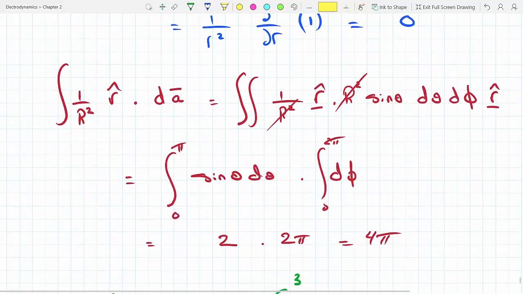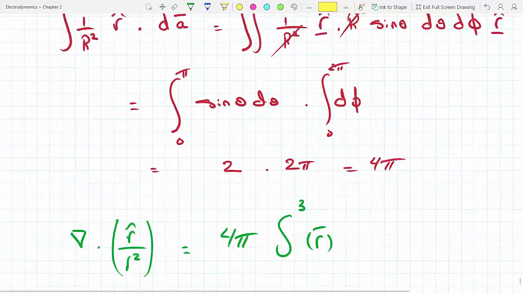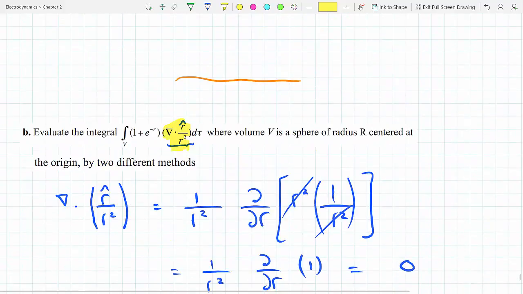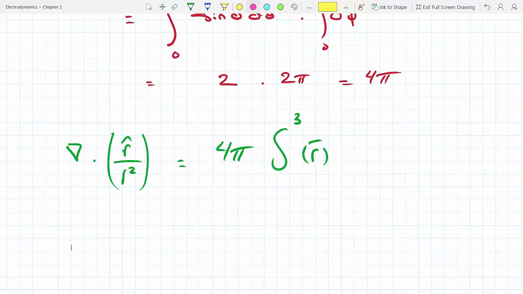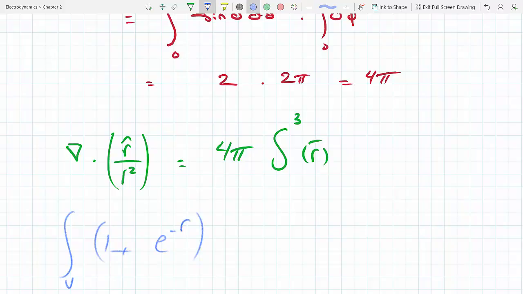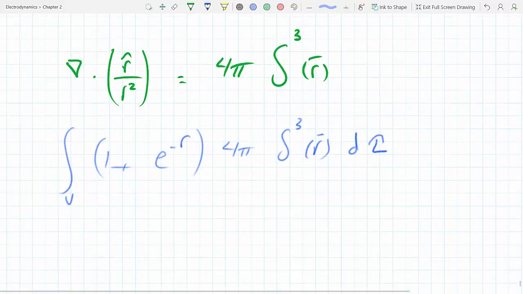And now once you get this result, then it's easy. Plug it into the original integral here. So now the integral is just v, this thing, so 1 plus e to the minus r, and this whole thing turned out to be 4 pi delta cube r d tau, tau being the volume contained by this, the sphere.